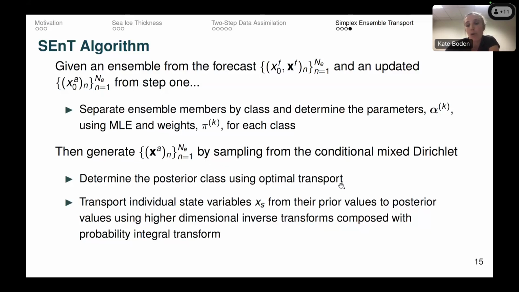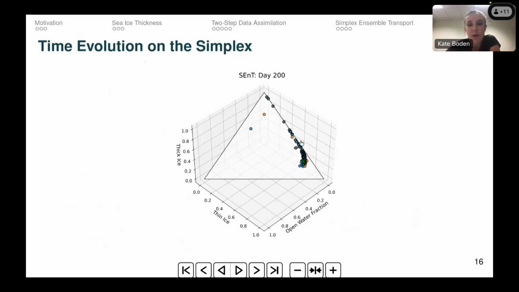It's maybe overkill for the simple IcePack example, but for something more complicated like SICE, we can preserve spatial relationships between grid cells using this approach. And then once we know if it should change class, then we can transport individual state variables from their prior values to their posterior values using a higher dimensional inverse transform composed with a probability integral transform. Hopefully that's ringing some bells for some of you, but we can talk more about that in questions if you're interested. So let's look at what happens here.